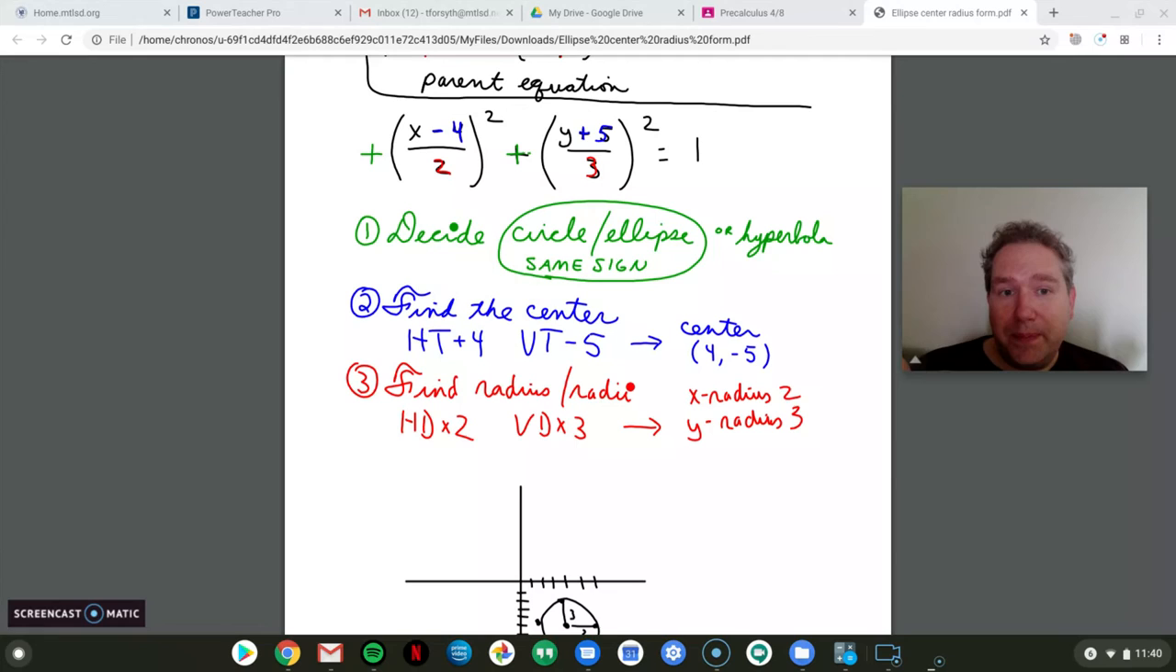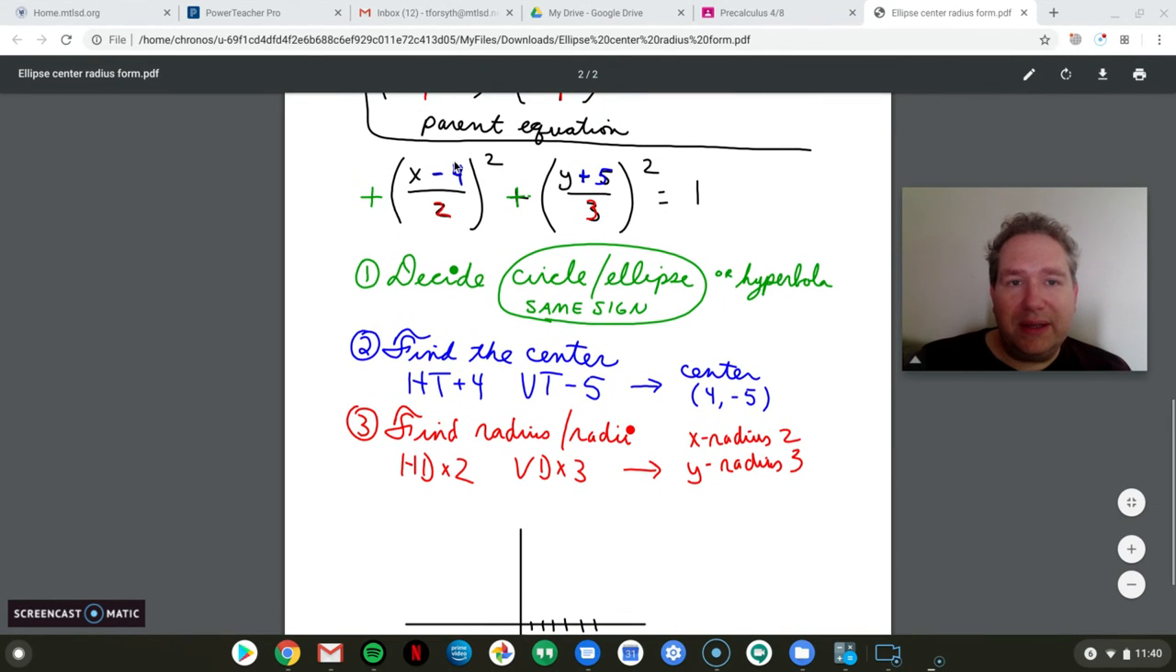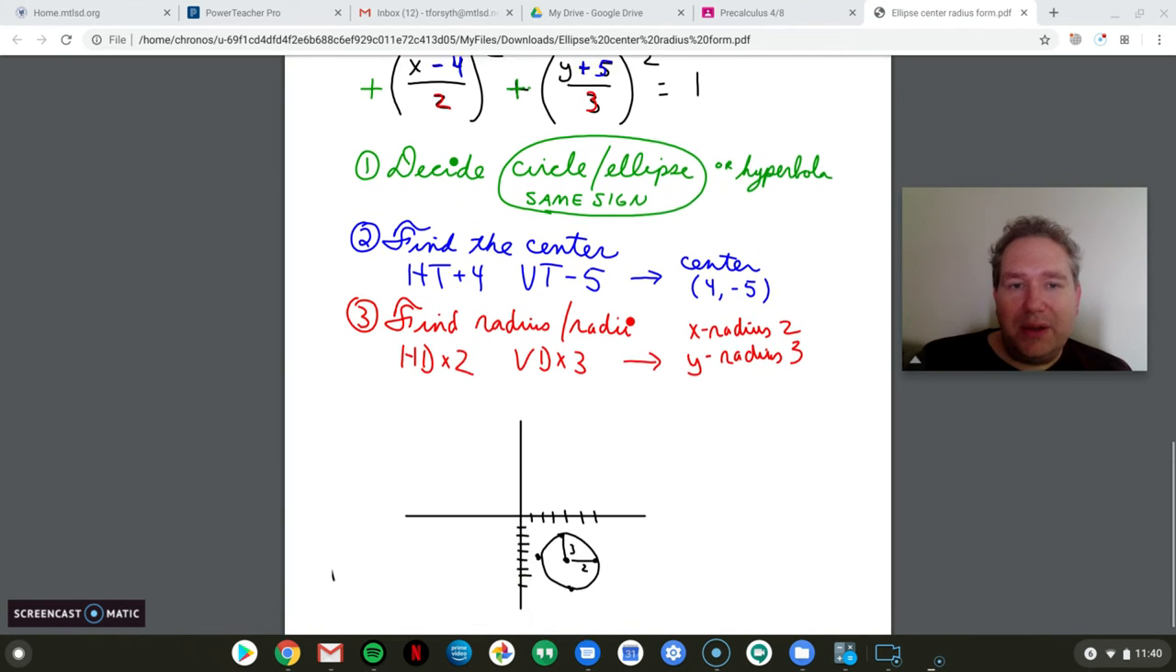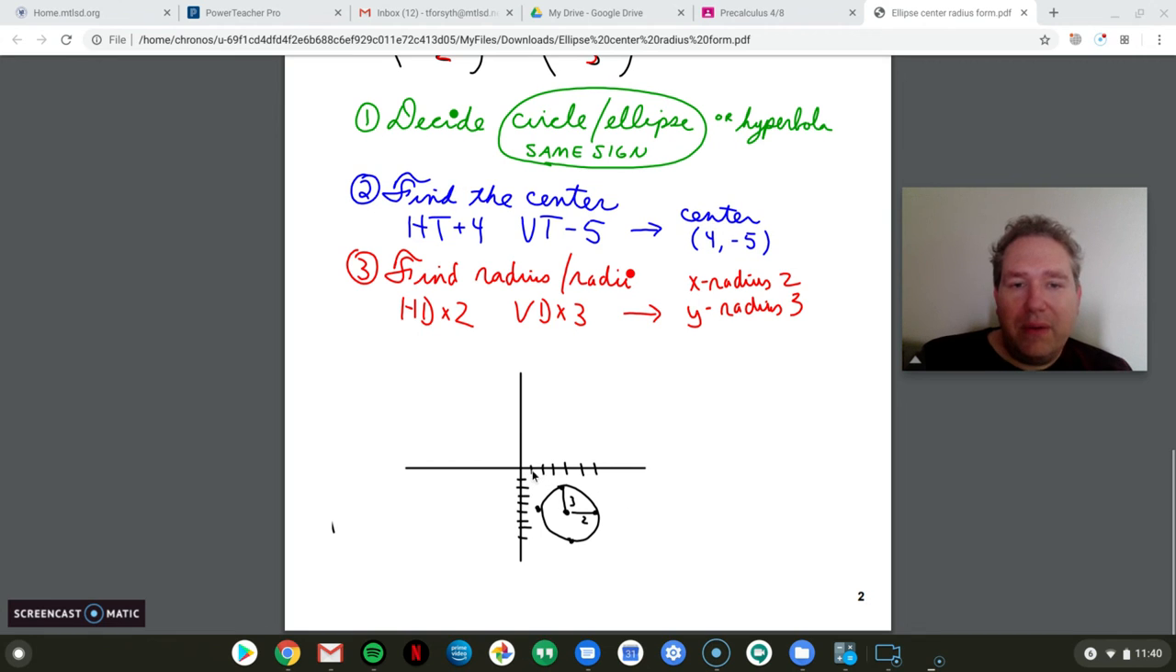Then find the center. Look at the translations. This is minus 4, which means a horizontal translation of plus 4. It's horizontal because it's associated with x. This is plus 5, which means a vertical translation of minus 5. It's a vertical translation because it is associated with y. So this tells you where the new center is. Plus 4, minus 5 is 4, negative 5 for the center. So when I go to draw this ellipse, I go 1, 2, 3, 4, and down 1, 2, 3, 4, 5, and I plot the center right there. Okay?